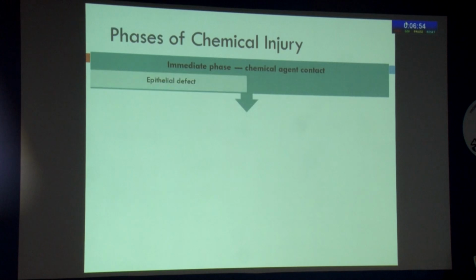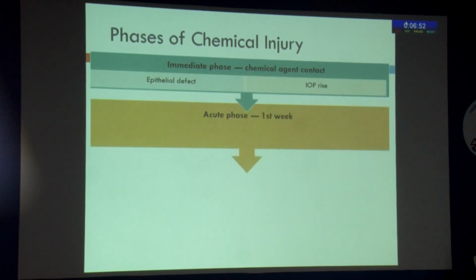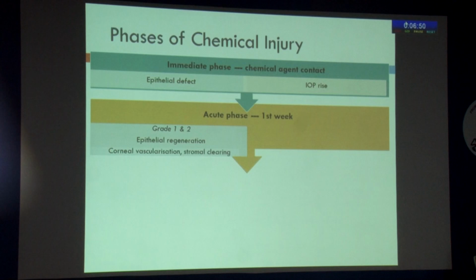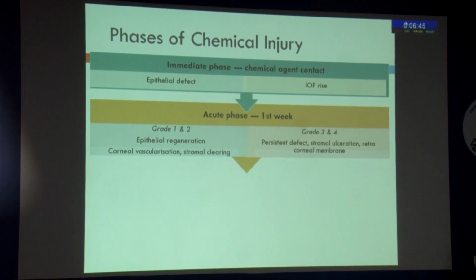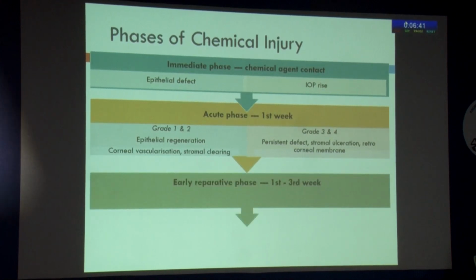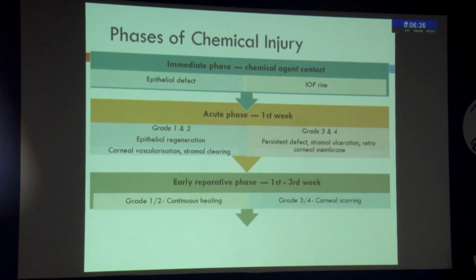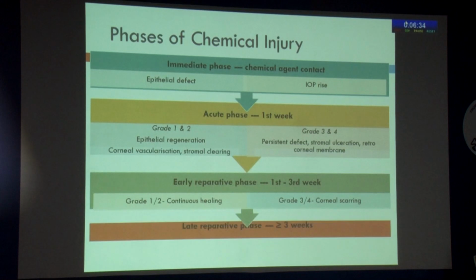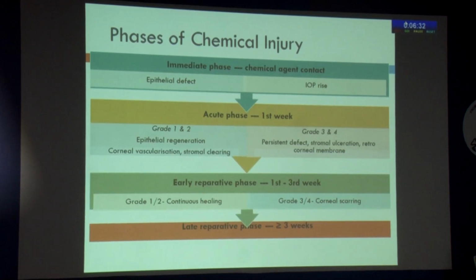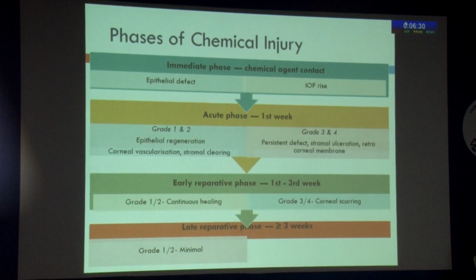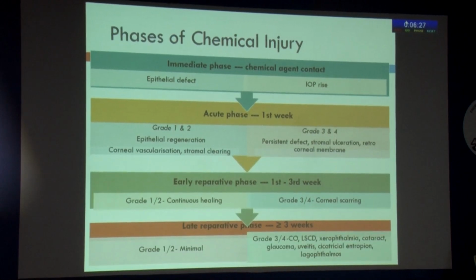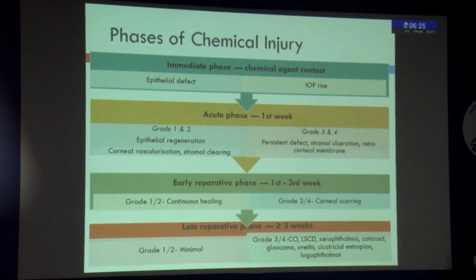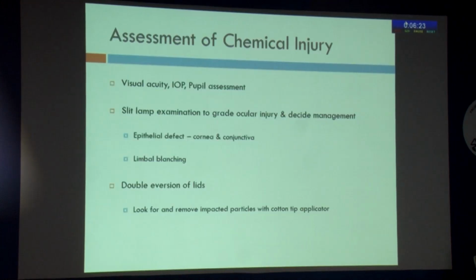In the immediate phase, the patient presents with epithelial defect, raised IOP. In the acute phase, there is a phase of epithelial regeneration, vascularization. In grade 3, grade 4, there can be melting and ulceration. In the early reparative phase, while grade 1 and grade 2 injuries show continuous healing, grade 3 and grade 4 will show corneal scarring. And in the late reparative phase, which is more than 3 weeks, grade 1 to 2 show minimal corneal changes, while grade 3 and 4 end up in corneal scarring and limbal stem cell deficiency.